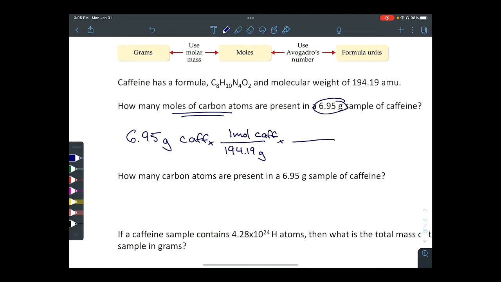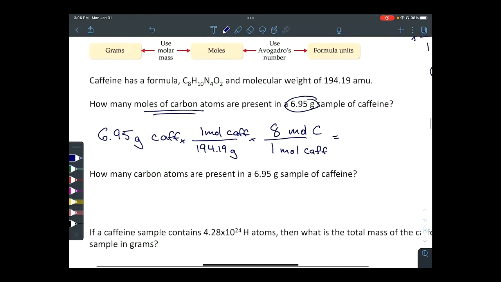All right, and so now we want to go to moles of carbon. So then we use the chemical formula. There are 8 moles of carbon per mole of caffeine, and then there is our answer. You can see here moles of caffeine, that's what we want, and so this answer is 0.287 moles of carbon in that sample.